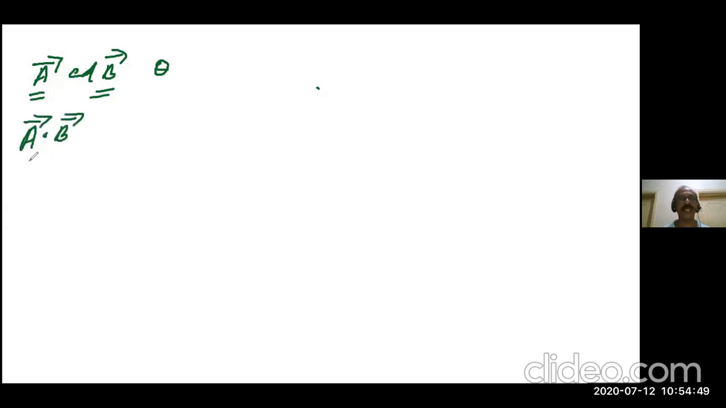A dot B, just now shown, right? F dot S, like that. A dot B is equal to AB cos theta. This is the general formula for a dot product, and this is a scalar. AB cos theta will always be a scalar.